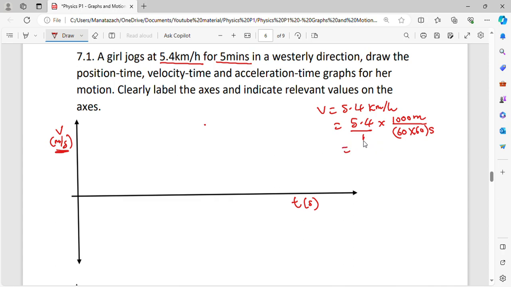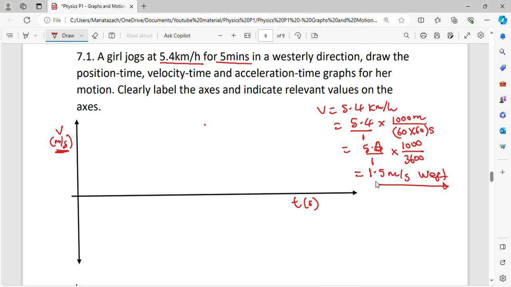So basically you're having 5.4 divided by 1 multiplied by 1000 divided by 3600. So this will work out as 5.4 times 1000 divided by 3600. It's going to be 1.5 meters per second. Okay, we're going west, in the original direction of the girl's motion.